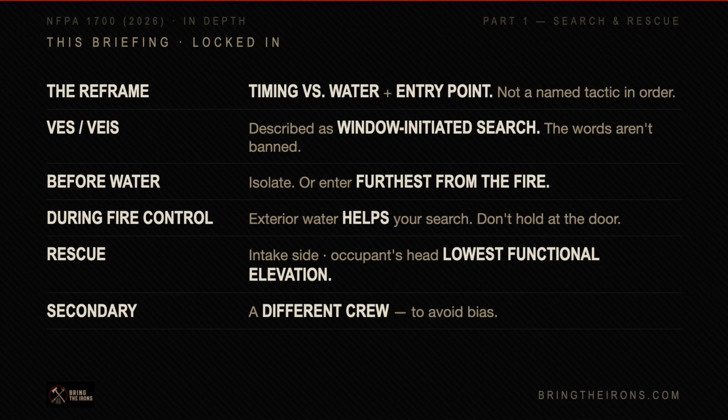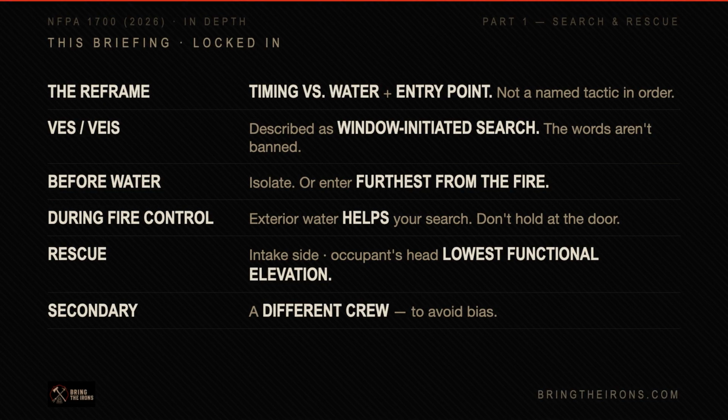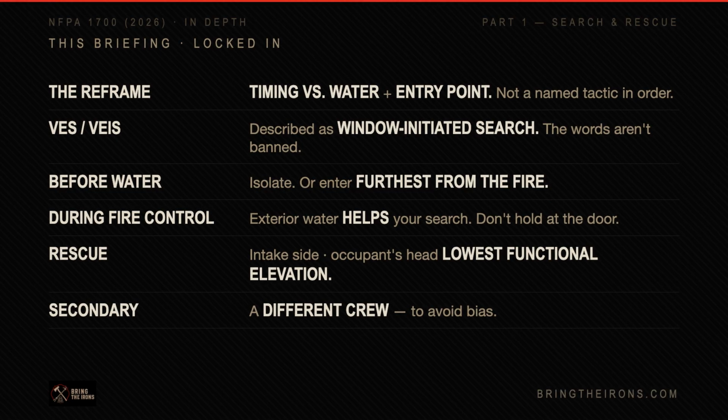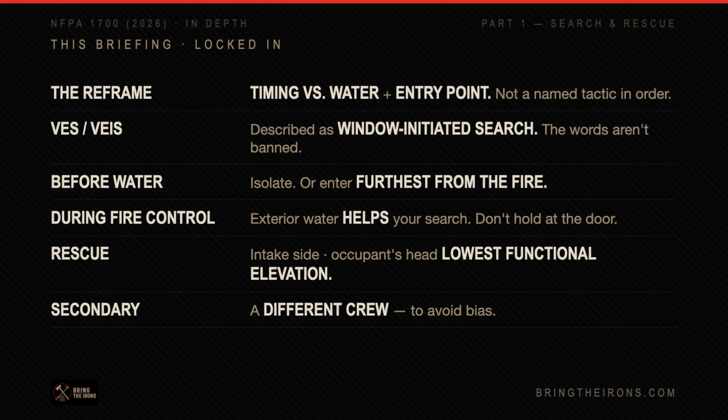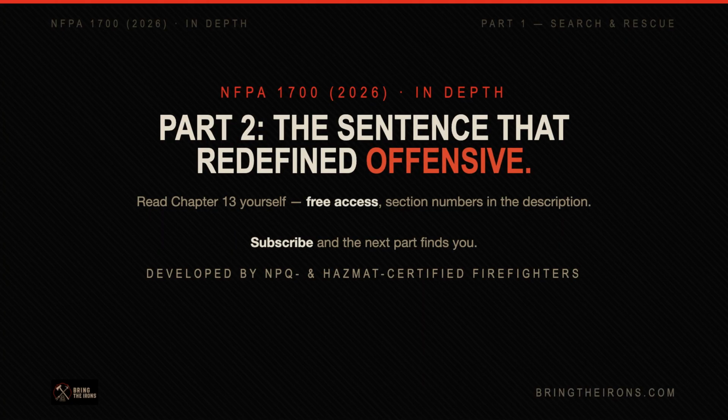Locked in. Chapter 13 stopped describing search as a named tactic in a set order, and started describing it by timing relative to water and by entry point. VES and VEIS are window-initiated search. Before water, isolate, or enter furthest from the fire. During fire control, water from outside helps your search. It does not block it. After, open it up. On removal, mind the occupant's head height on the intake side, and consider a different crew for the secondary. This is part 1 of 4 on what actually changed in 1700.